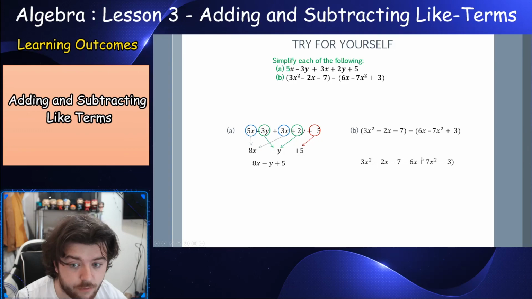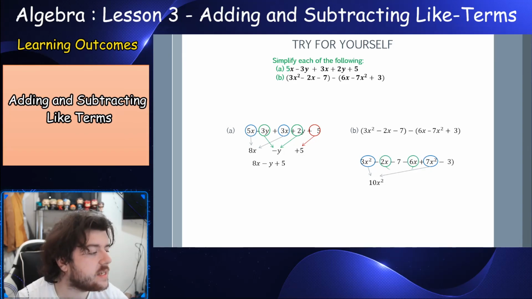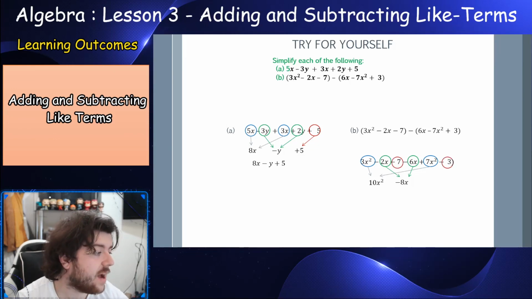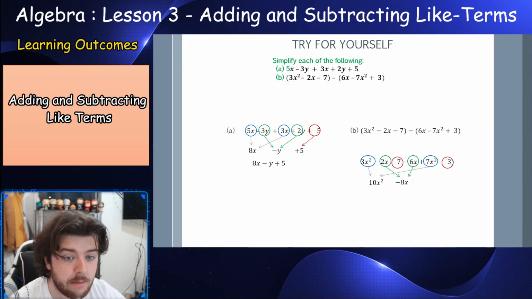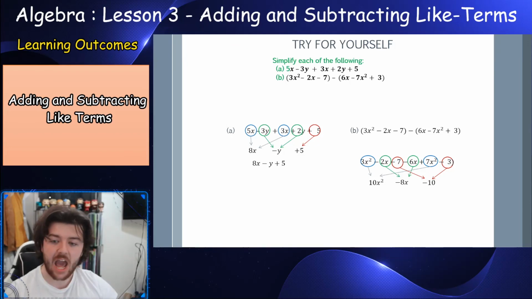And then you know from the previous example, we just get our x squared coefficients. So we get x squared, circle them, bring them together. So 3x squared plus 7x squared is going to be 10x squareds. Minus 2x minus 6x, bring them together. It's going to be minus 8x. Then finally my coefficients, minus 7 and minus 3. Bring them together and I'm going to get minus 10. And that is how you add and subtract like terms.